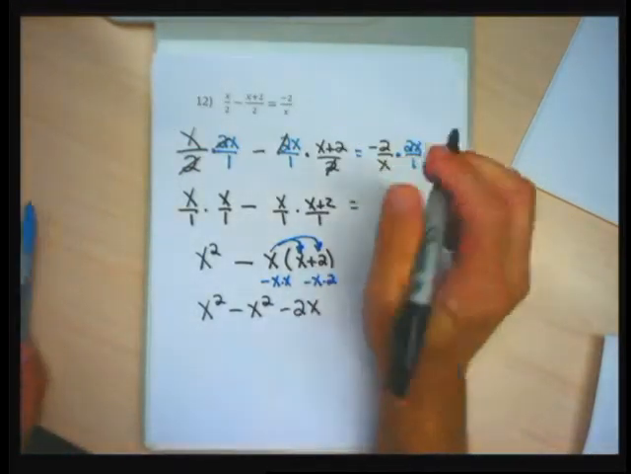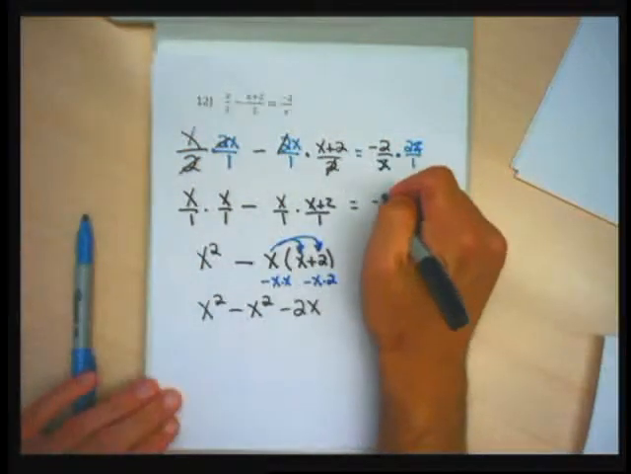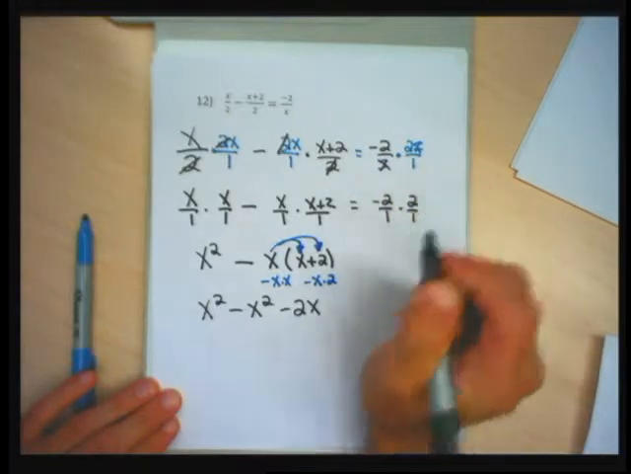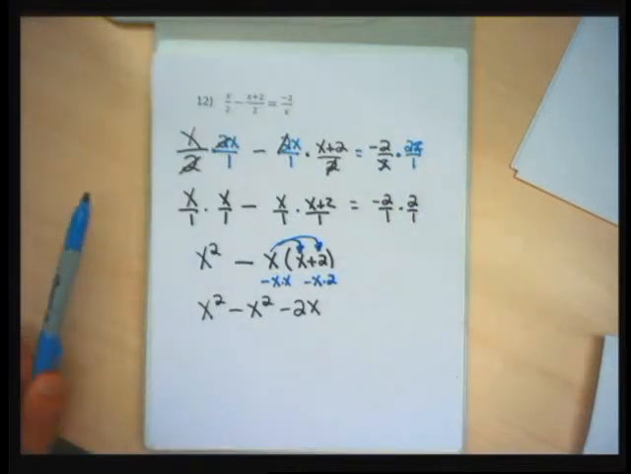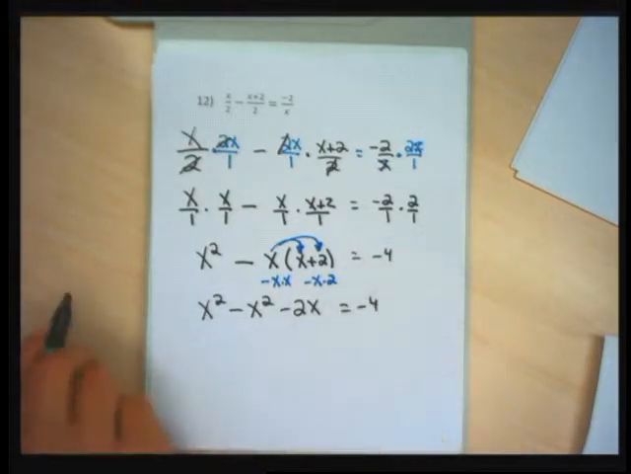To the right of the equal sign, the x's cancel. When they cancel, they turn into 1s. I'm left with negative 2 over 1 times 2 over 1. And that's just a plain ordinary negative 4 if I haven't messed up.